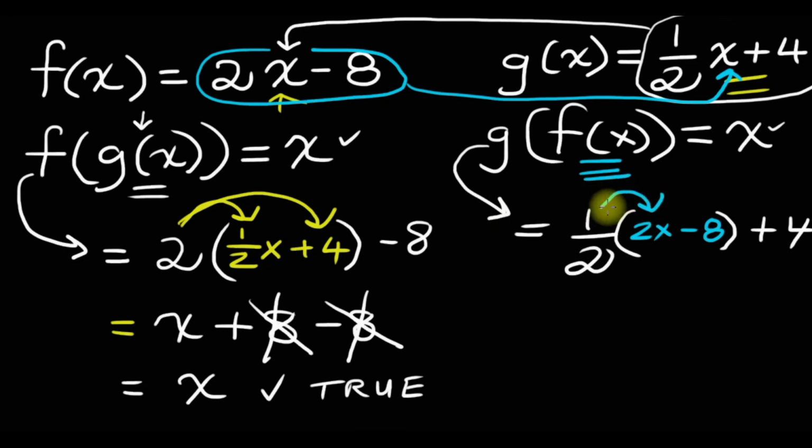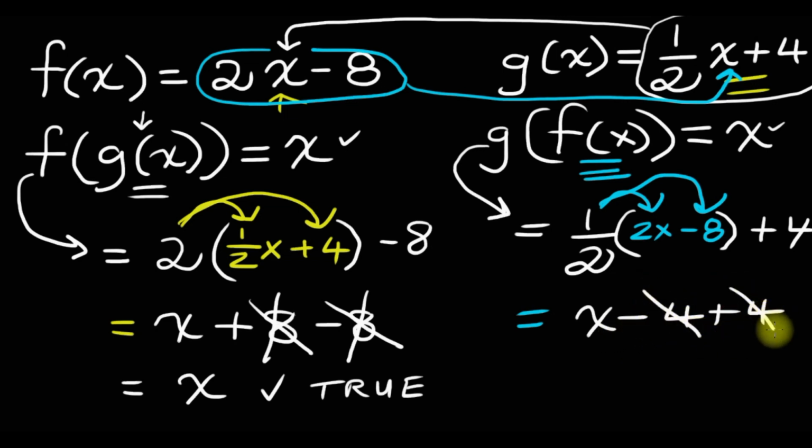And then we distribute the 1/2. Okay, so what is 1/2 of 2x? Well, half of 2 is 1. So you're left with 1x, so just going to be x. Then 1/2 of 8. 1/2 of 8 is 4. And then bring down the plus 4. So negative 4 and positive 4, those add up to 0. Okay, so you're left with x. Well, look at that. It's true. Okay, came out to x, so that's also true.